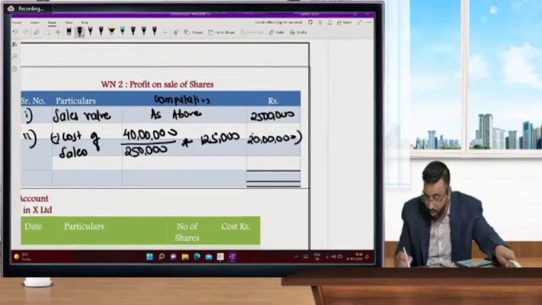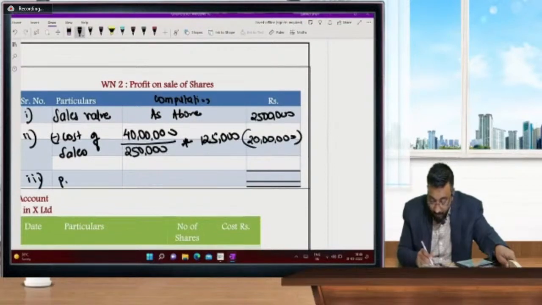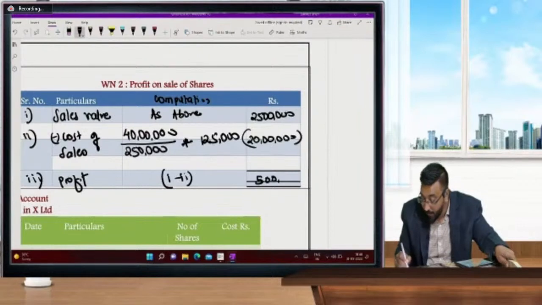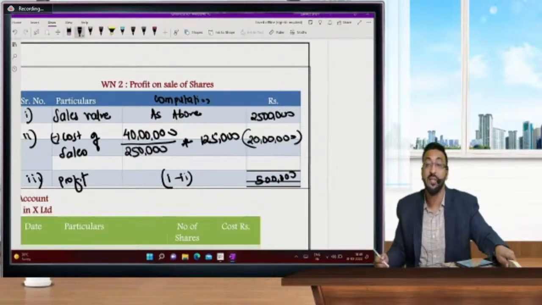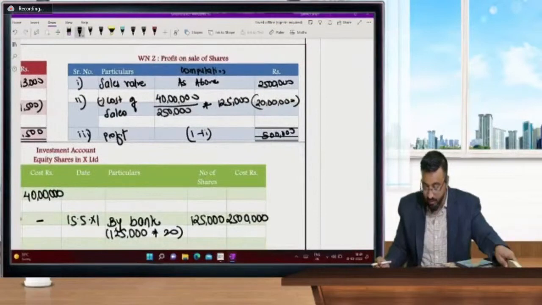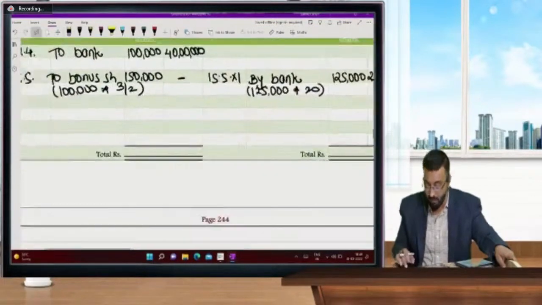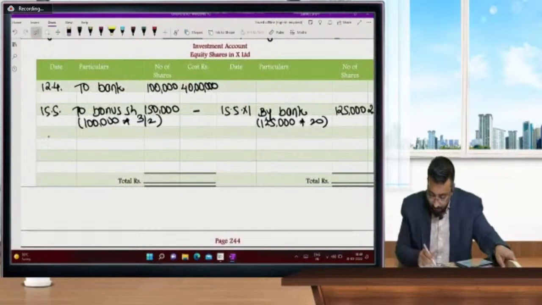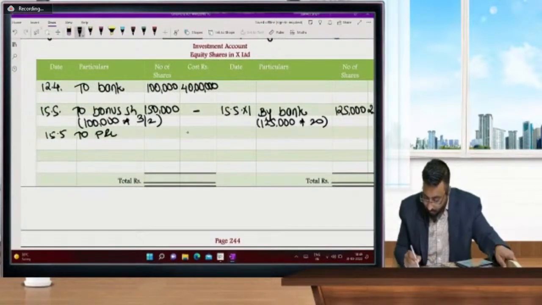So profit or loss? Profit. 1 minus 2, 5 lakhs. So 5 lakhs is a profit, my friend. Understood? Profit 5 lakhs we will record to P&L. How much? 5 lakhs. Profit.